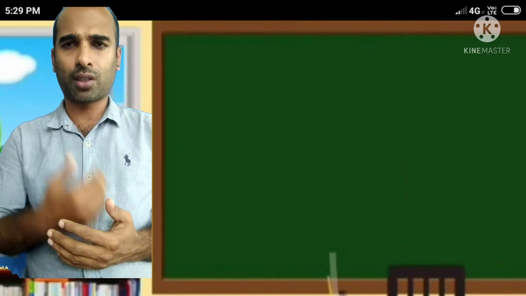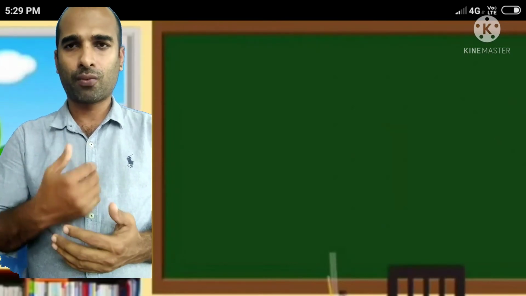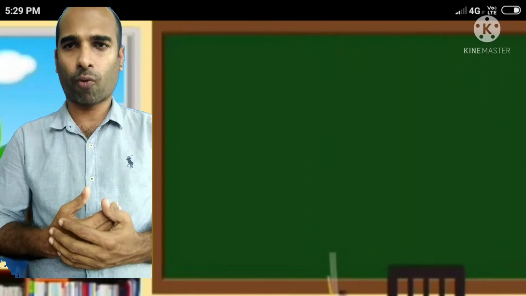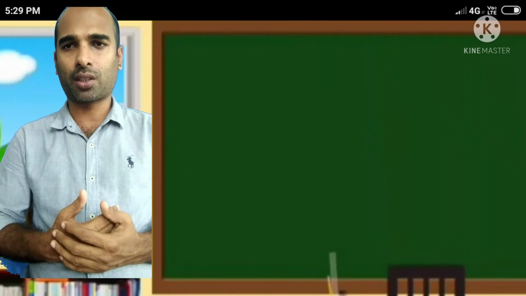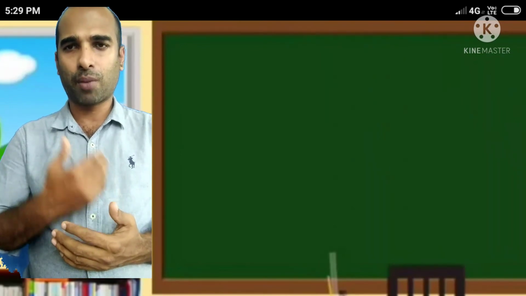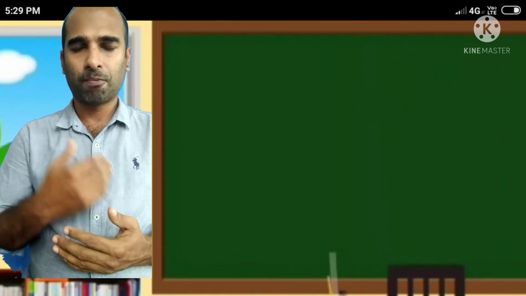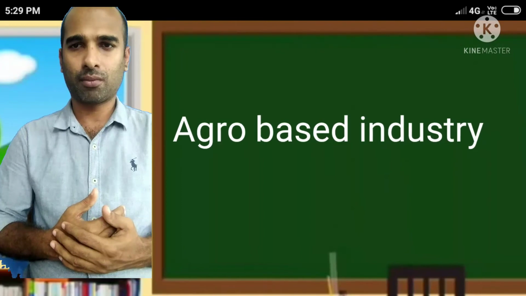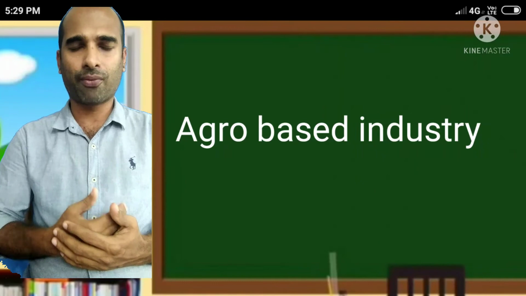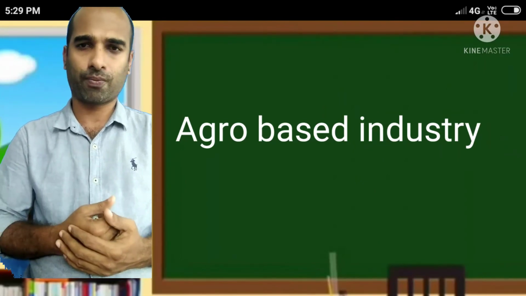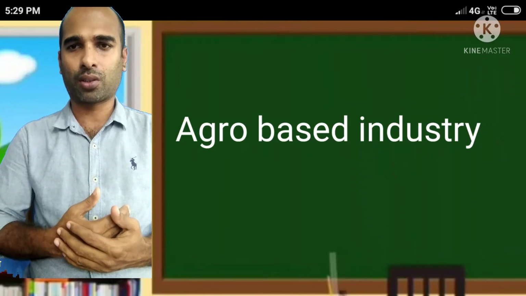In this class, we have discussed the classification of industries. First, we classified the industries on the basis of raw materials. They are the agro-based industry, mineral-based industry, marine-based industry, and forest-based industry. What is the agro-based industry? Here, the raw materials for this industry come from plants or animals. I told you vegetable oil, cotton textile, and dairy products are examples.